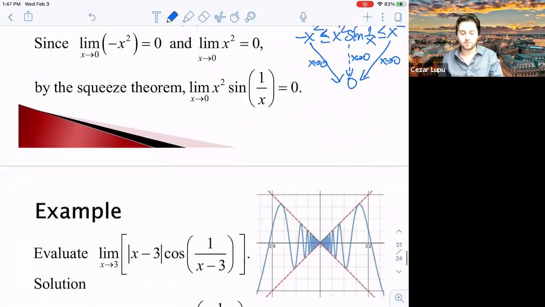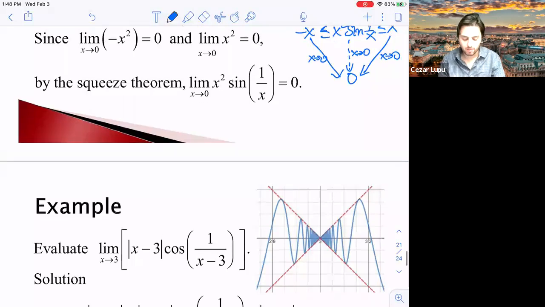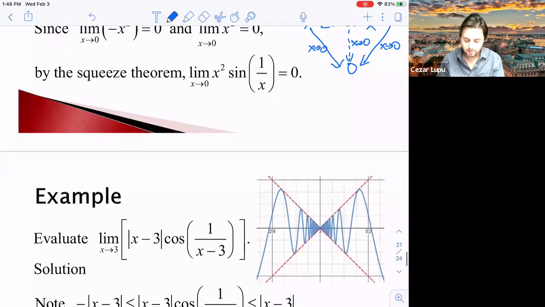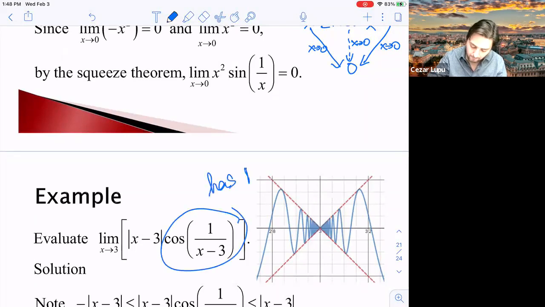The same things go for this one. You see, again, I have cosine. As x approaches 3, cosine, again, is a periodic function. It will have problems at infinity. So cosine of 1 over x minus 2 will have some problems. So I'm trying to get rid of it. Again, this guy has problems, but is bounded.